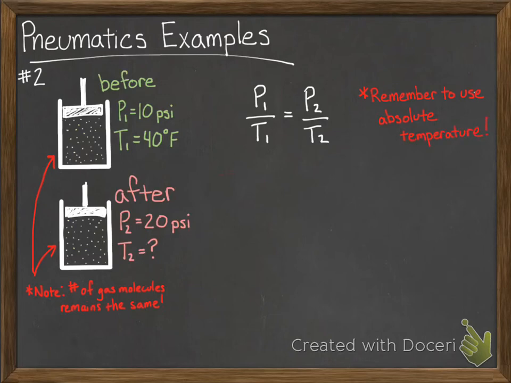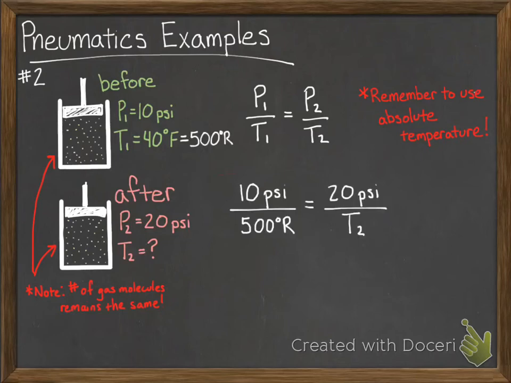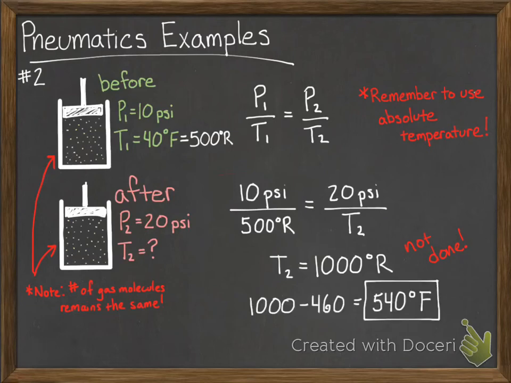So, we find temperature for the first one in Rankine. Second one we don't know yet. So let's plug in our values. 10 psi. PSI is pounds per square inch. Over 500 Rankine equals 20 psi over T2. Solving for T2, you get 1000. Remember, this is in Rankine still. And then we can convert it to degrees Fahrenheit by subtracting that 460. So as you can see, the temperature went way up just by doubling the pressure.